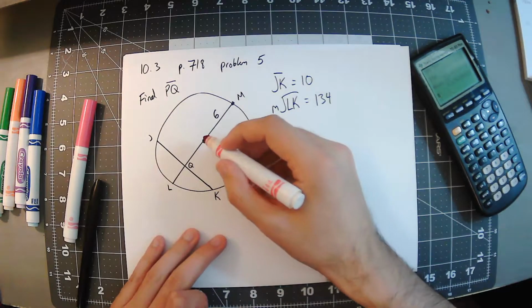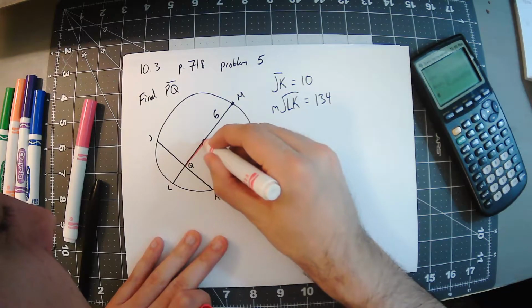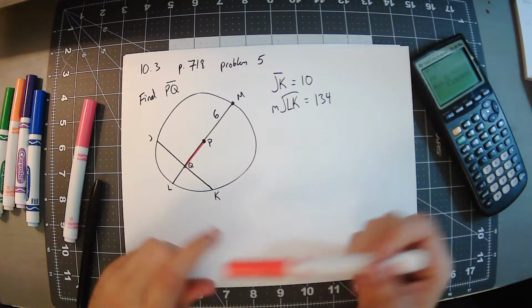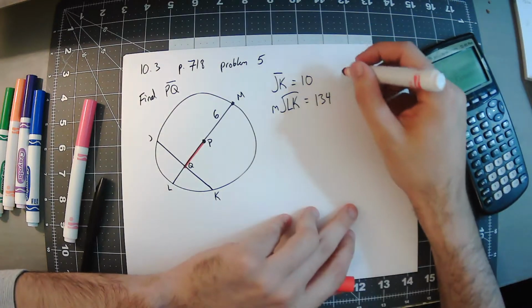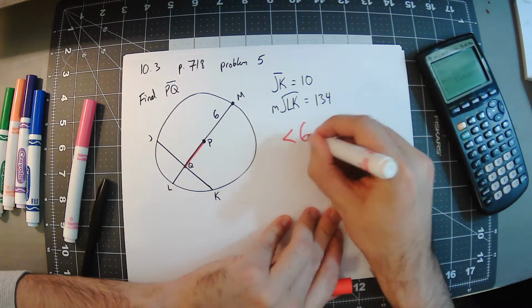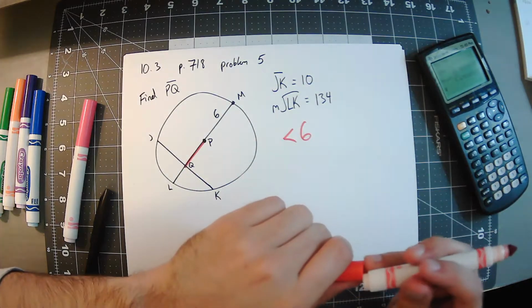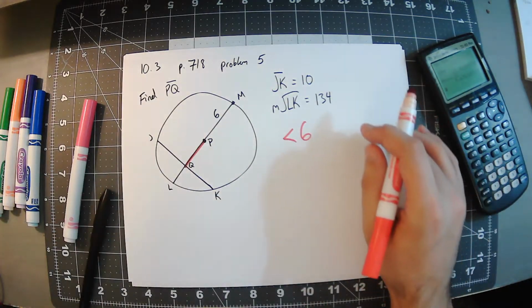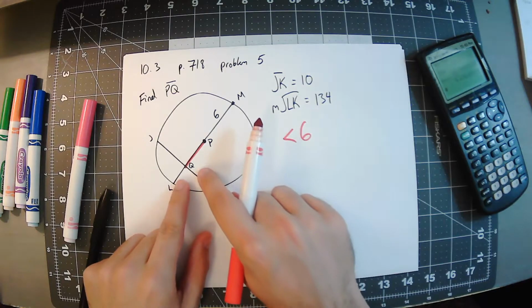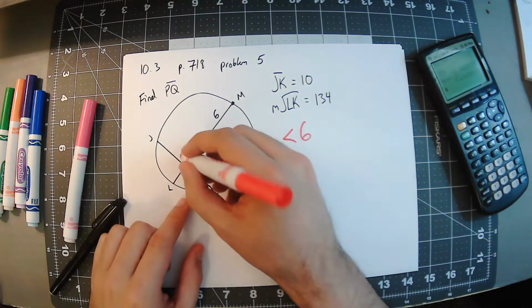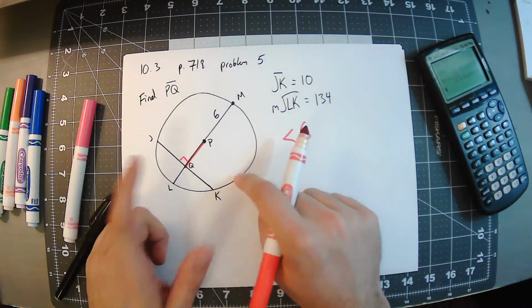If you're paying attention, what we're looking for is this, that little segment right there. It's going to be less than 6. So we know our answer is less than 6 because from here to here, from P to L is 6. So our answer is less than 6. This is a smaller number. What we want to do, though, is use the pieces we have to let us know how to solve this.